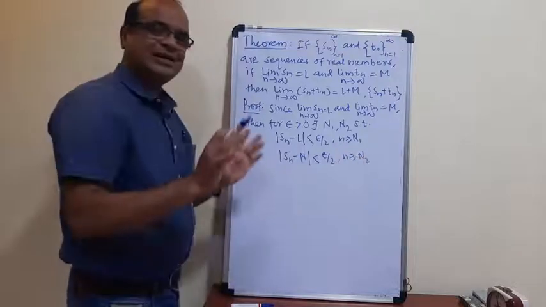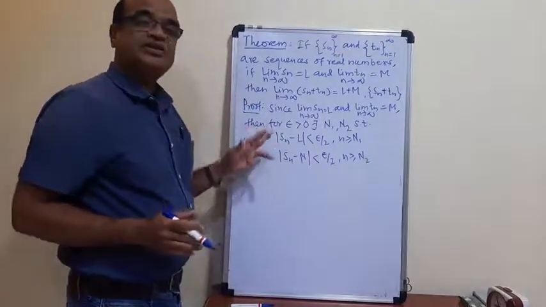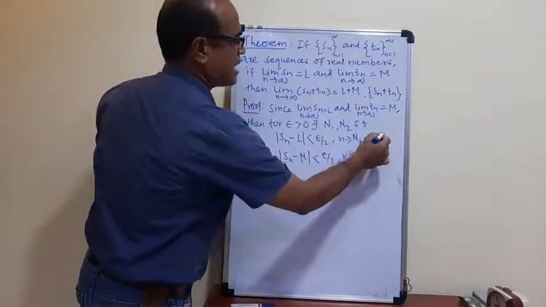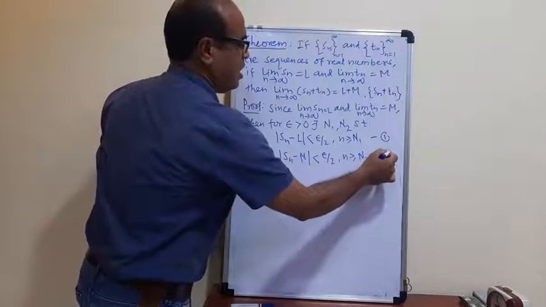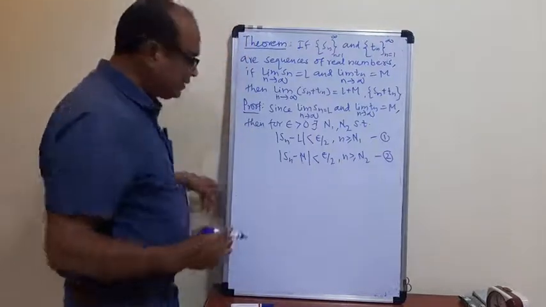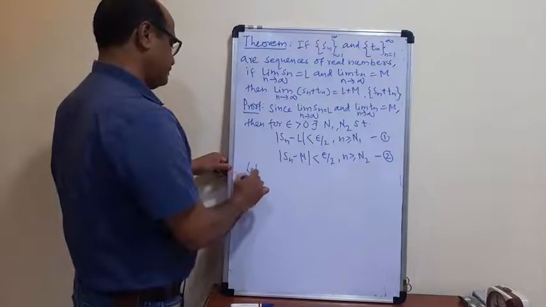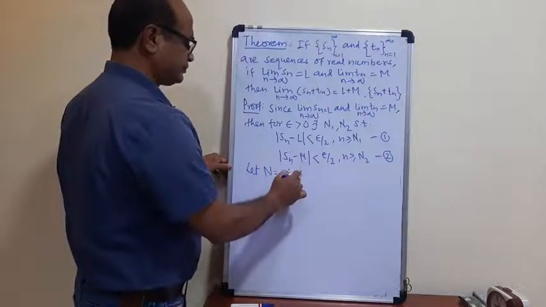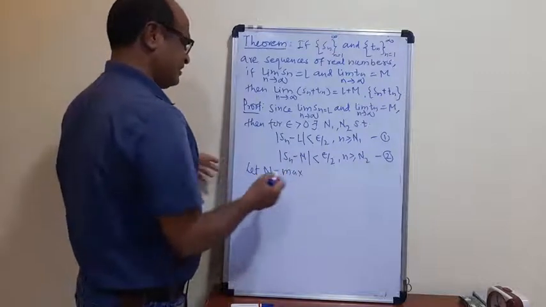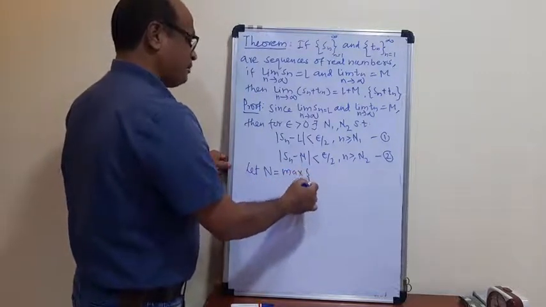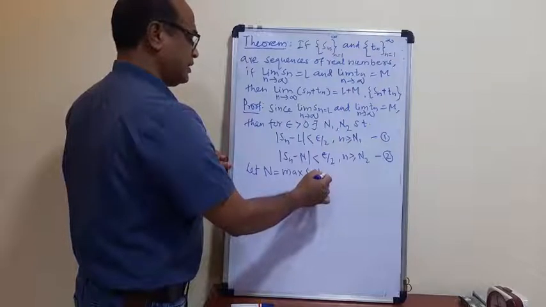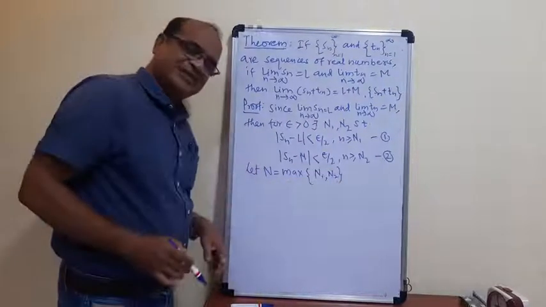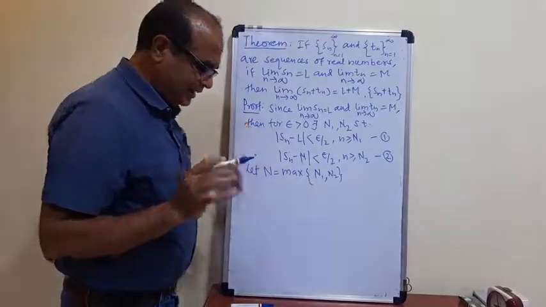This has already been done earlier. These are the two definitions, of this one and of this one. So we say this is equation number 1 and equation number 2. Okay, let N be the maximum of n1 and n2. Whichever of these is larger, we say that is N.